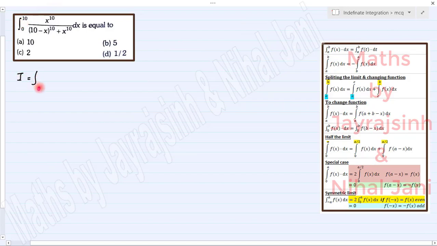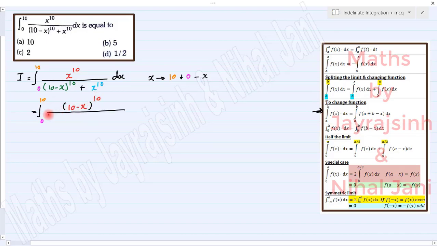Here we have to integrate x raised to 10 upon 10 minus x raised to 10 plus x raised to 10 from 0 to 10. Now to solve this, let's use our fourth property, where we can replace our x by summation of the limit minus x, or we can say 10 minus x. So your numerator will become 10 minus x raised to 10, and in denominator we will get 10 minus 10 minus x raised to 10 plus 10 minus x raised to 10.